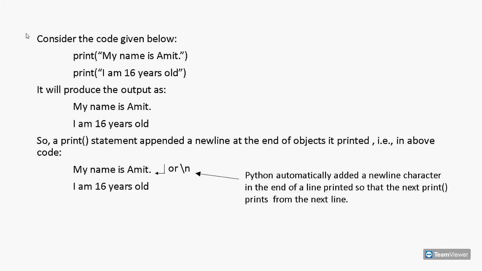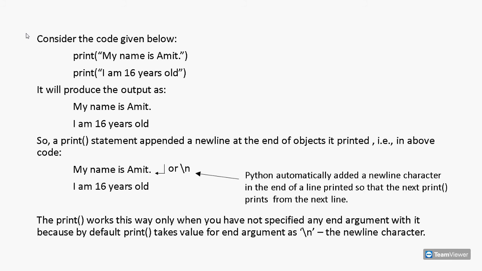Python automatically added a new line character at the end of the line printed so that the next print function prints from the next line. The print function works this way only when you have not specified any end argument with it, because by default the print function takes the value for the end argument as \n, that is, the new line character.